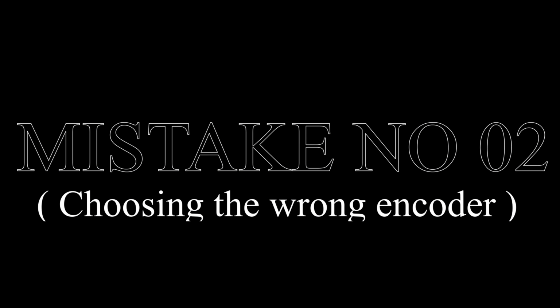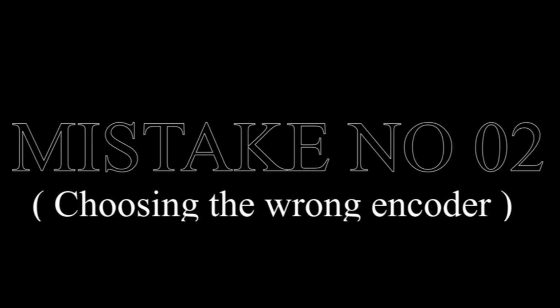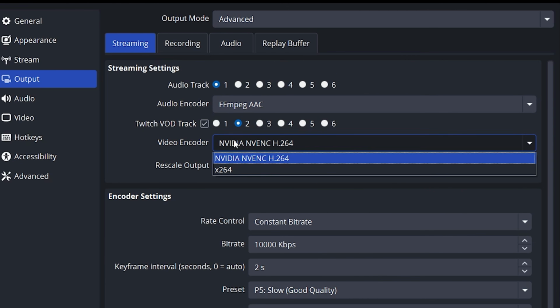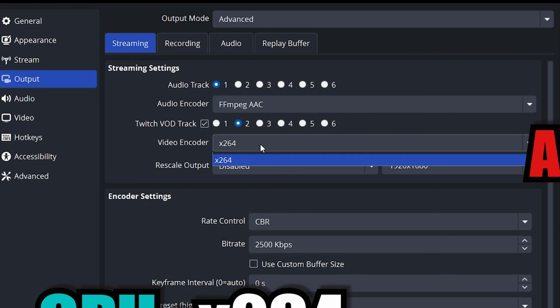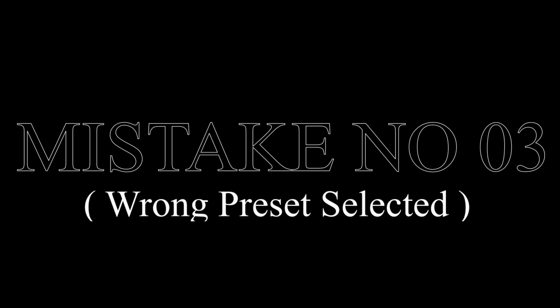Mistake 2, using X264 instead of GPU. The X264 uses your CPU, and that ruins performance. If you have an NVIDIA card, use NVENC H.264. For AMD, use AMF H.264. If you don't have a GPU at the moment, then X264 is your only choice. Just lower your settings.